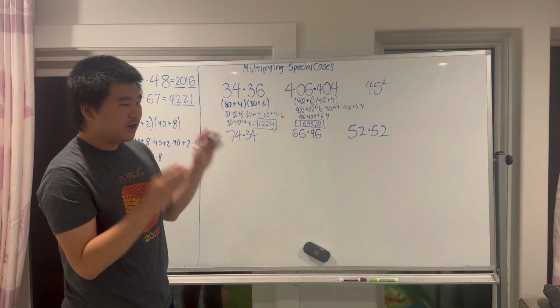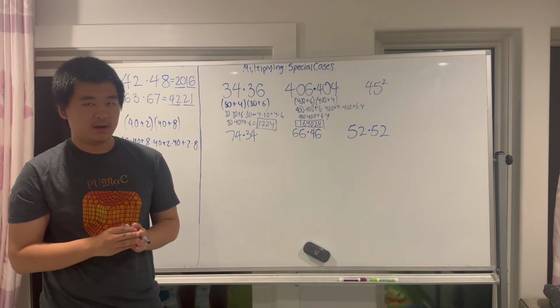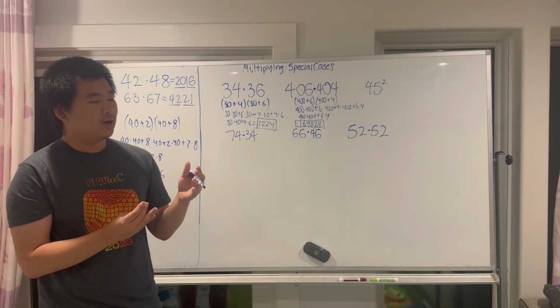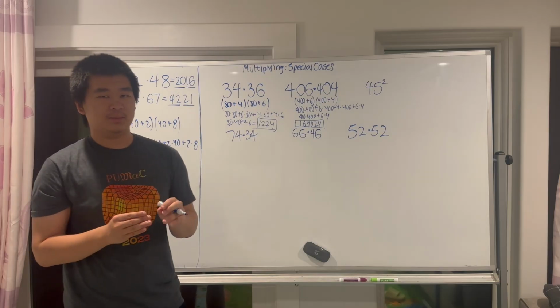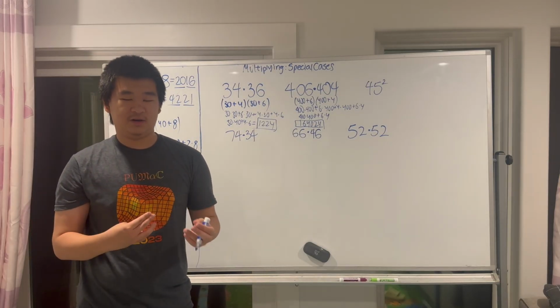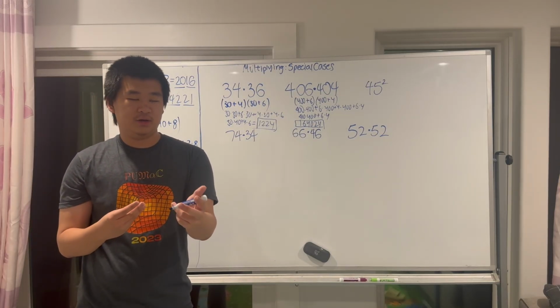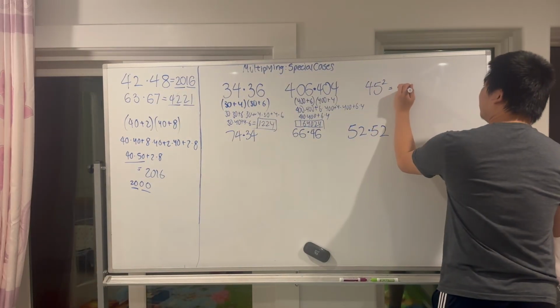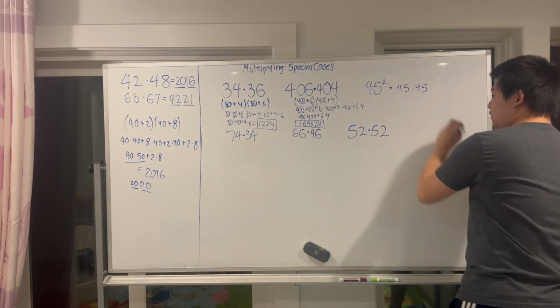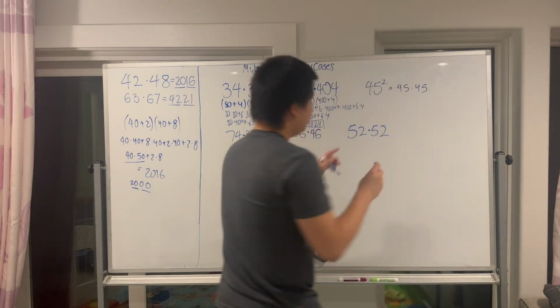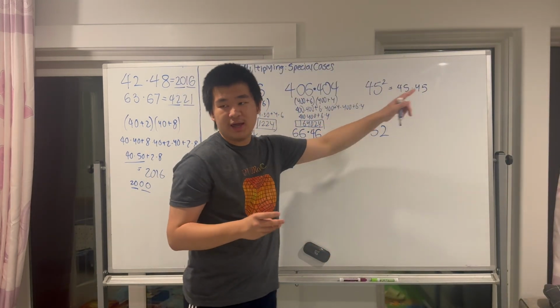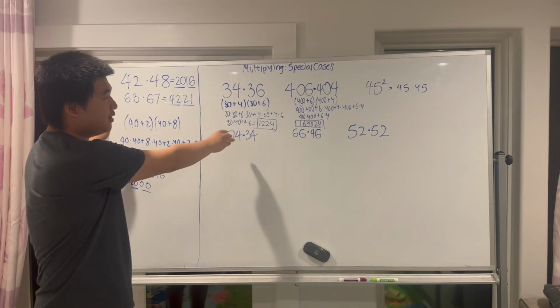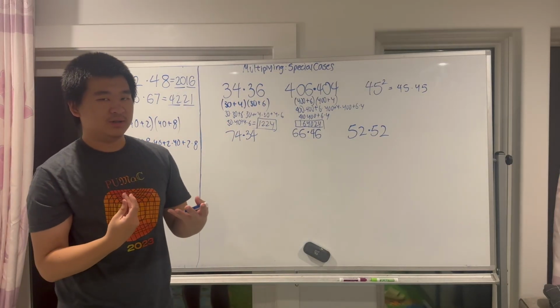So our next problem is 45 squared. And of course, like I mentioned before, if you remember the trick for squaring numbers ending in 5, this would be very easy for you. And you should also note that 45 squared is 45 times 45, right? And so note that this is actually just a special case of all of these, right? It's just a special case where the two numbers happen to be the same.